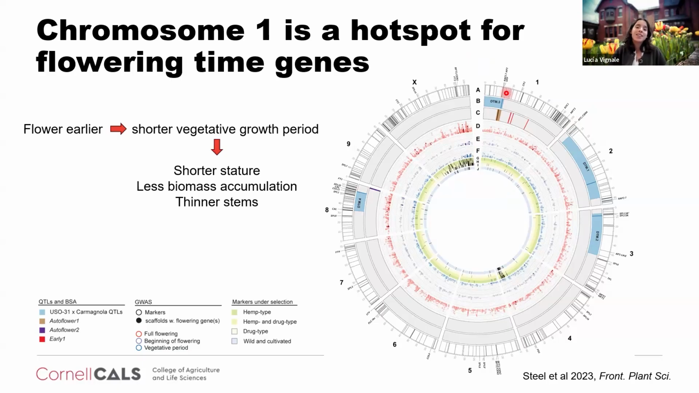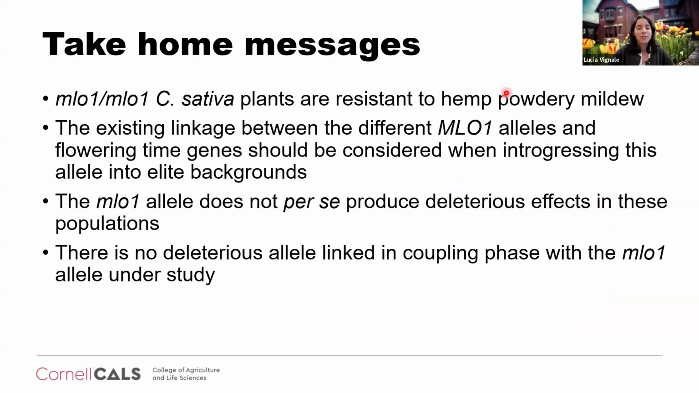So if we see significant differences in flowering time, it's not weird, or might be expected, to see differences in the other traits that we measured. So I hopefully convinced you of that. And the take-home messages are that if you're homozygous for this mutated allele, you're going to be resistant to hemp powdery mildew. That is answering or testing our first hypothesis.